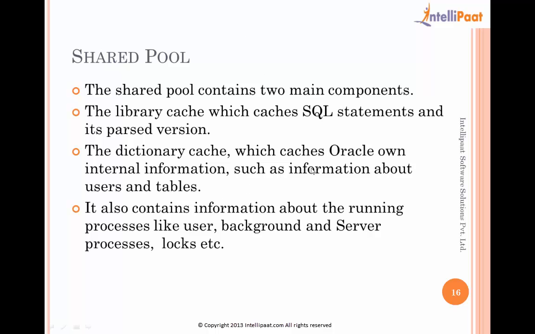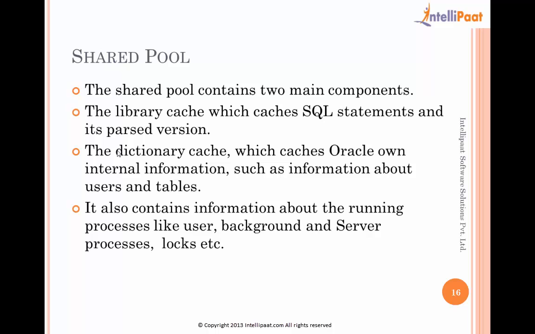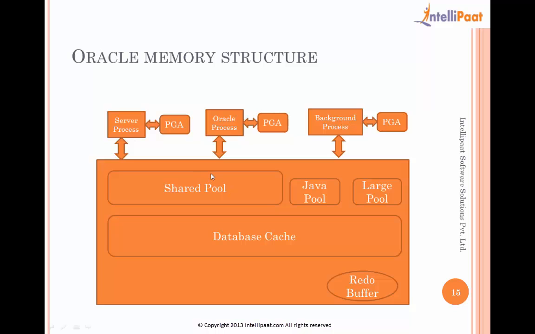So that is what gets stored in the dictionary cache. This is a small example which I am telling you, but there is a lot of other information which is stored in the dictionary cache, such as information about users and tables. It also contains information about running processes like user, background, server processes, logs, etc.